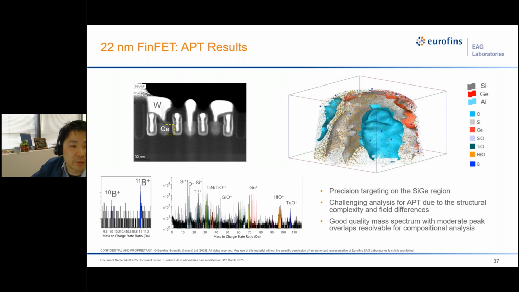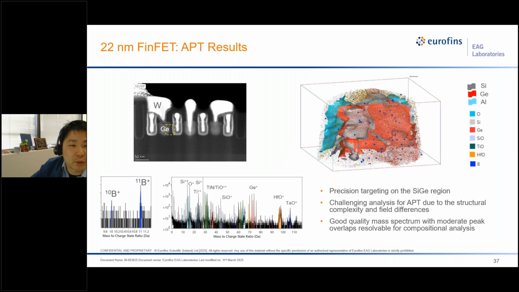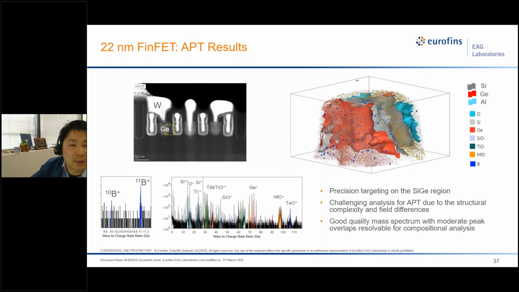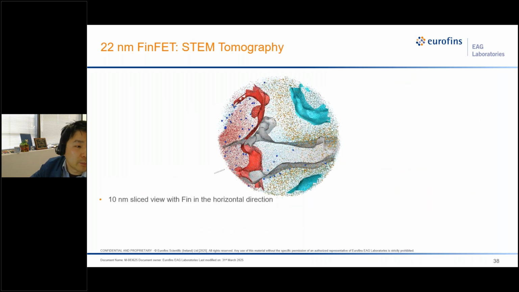But this will be the back of the fin, and on each side we have an aluminum-rich region represented with the light blue color, and the fin is wrapped in hafnium. We'll see the yellow dots. And we took a 10 nanometer thin slice on the bottom, showing the SiGe on the left, and metal contact, and high-K with the hafnium oxide, and the fin in the vertical horizontal direction.